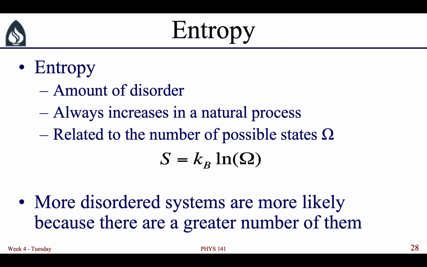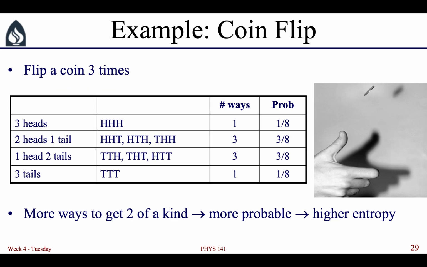Now, entropy always increases in natural processes because more disordered systems are a lot more likely than ordered systems, and this is because there are a greater number of them. So, to take a very simple example, think about flipping a coin 3 times. This table gives a list of all of the possible outcomes.